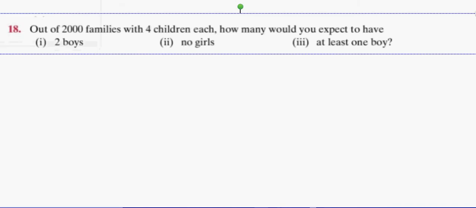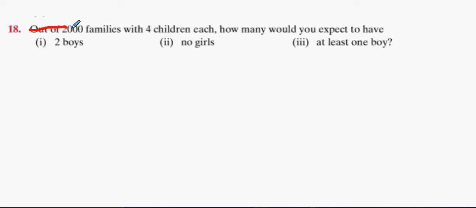Out of 2,000 families with 4 children, how many would you expect to have 2 boys, no girls, and at least 1 boy? Alright, so just forget about the 2,000 at the start. Just forget about that. 4 children and what you're expecting. So, probability of a boy is a half. Probability of a girl is a half.